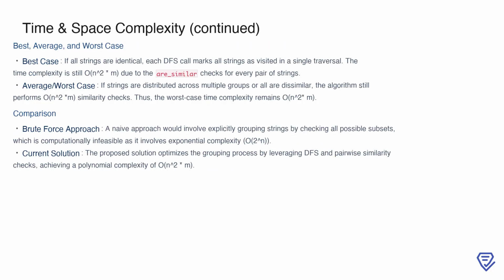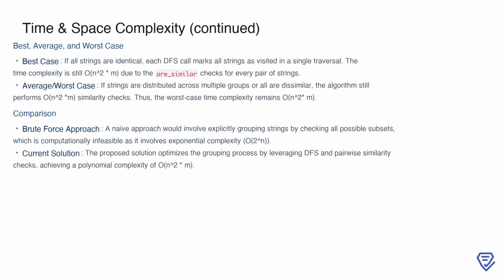Let's now consider the best, average, and worst-case scenarios for this algorithm. In the best case, where all strings are identical, each DFS call can mark all strings as visited in a single traversal. However, even in this scenario, the time complexity remains O(n² m), due to the pairwise r_similar checks. In the average or worst case, where strings are distributed across multiple groups or all are dissimilar, the algorithm still performs O(n² m) similarity checks because every string pair is examined. The worst case time complexity, therefore, remains O(n² m).